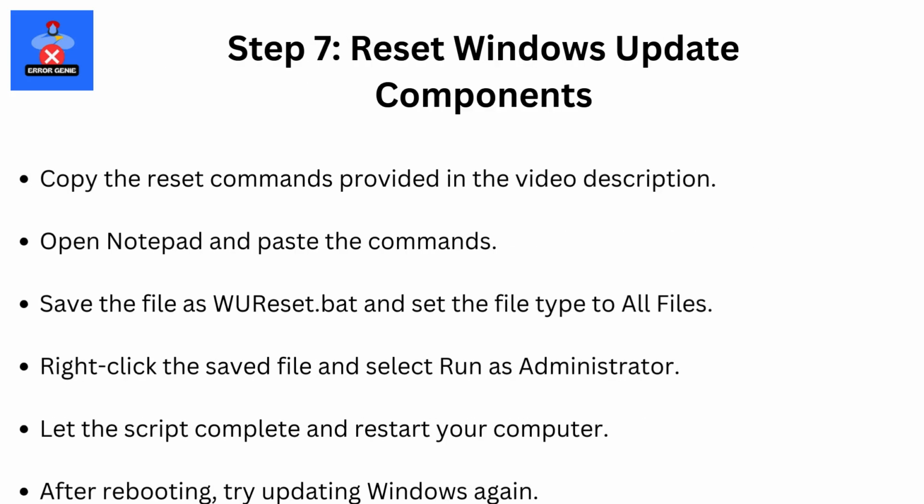Step 7. Reset Windows Update Components. Copy the reset commands provided in the video description. Open Notepad and paste the commands. Save the file as wureset.bat and set the file type to All Files. Right-click the saved file and select Run as administrator. Let the script complete and restart your computer. After rebooting, try updating Windows again.